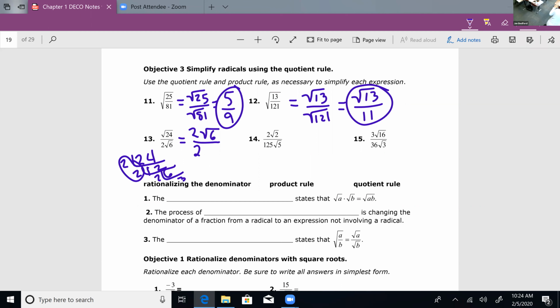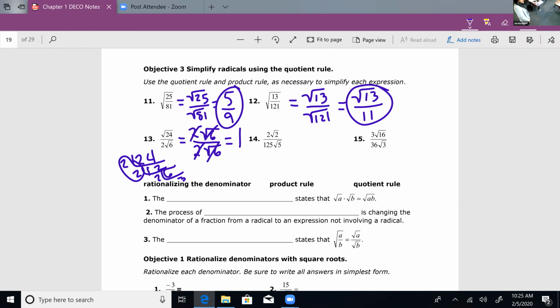Oh my goodness. I have 2 square root of 6 over 2 square root of 6. What does that equal? Because any number divided by itself equals 1, right? Because those cancel and those cancel, everything reduces down to 1 over 1. Makes sense?